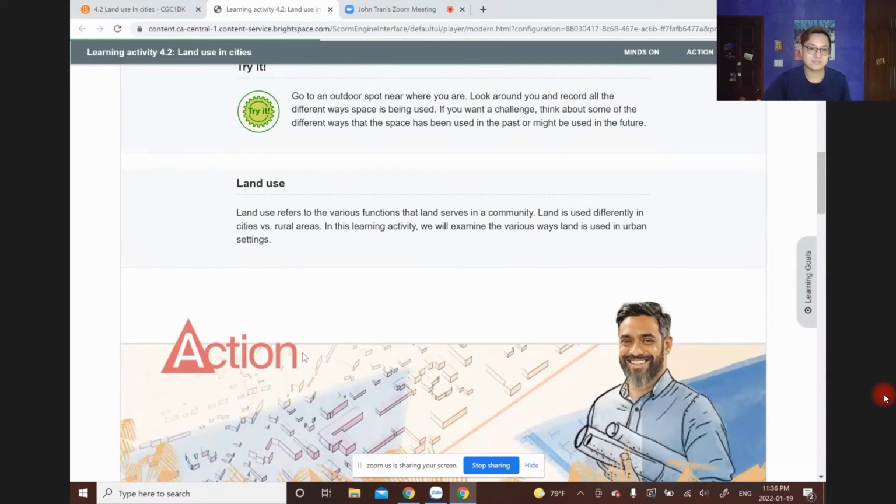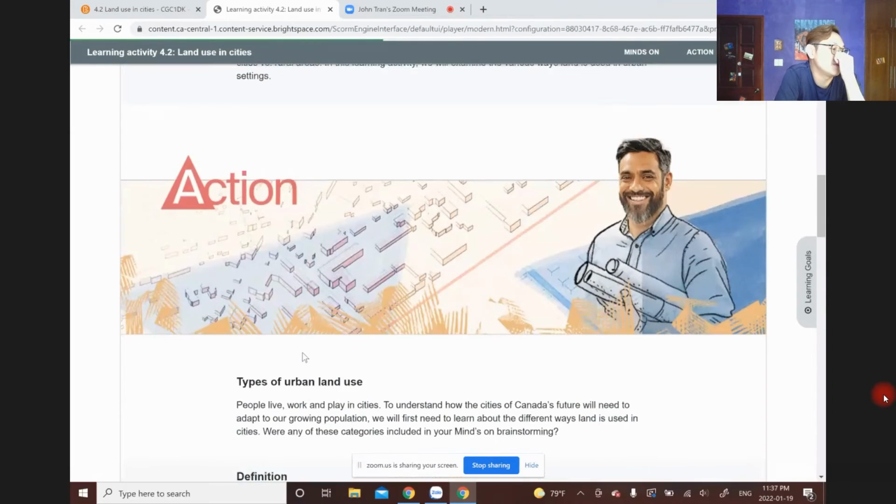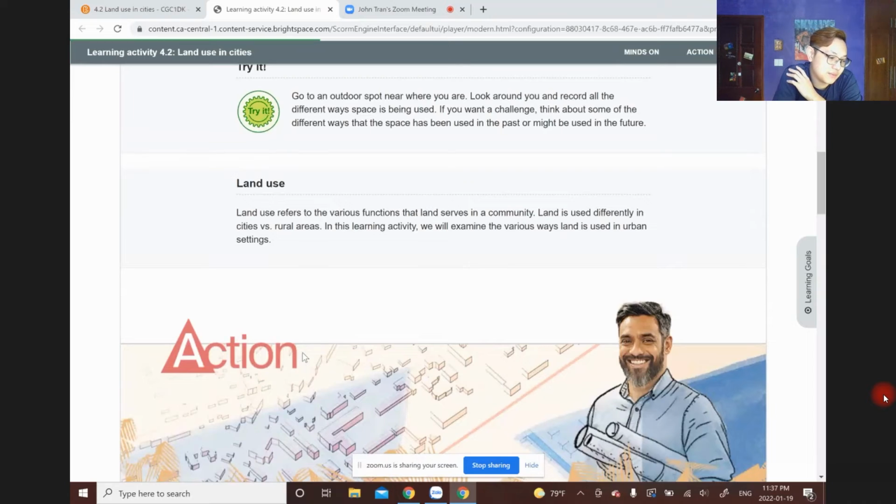Land use refers to the various functions that land serves in the community. Of course, land is used differently in cities versus rural areas. For example, in rural areas we use it for building factories, for farming, for solar farms, wind farms, energy. Sometimes we use it for making theme parks, or other structures to preserve nature or for production.